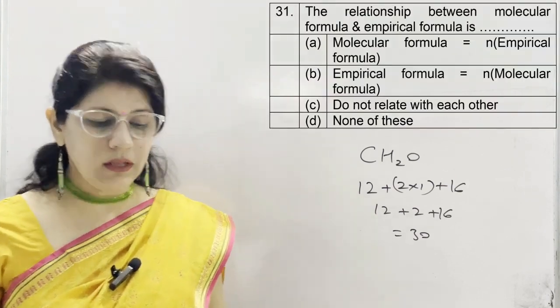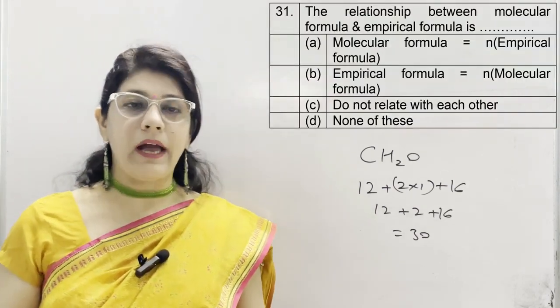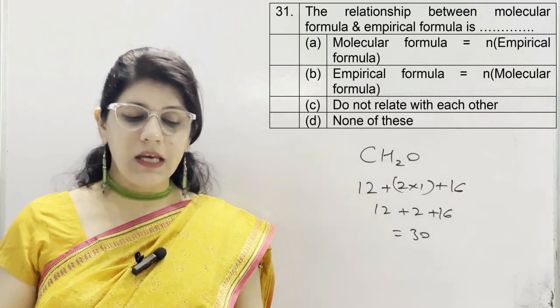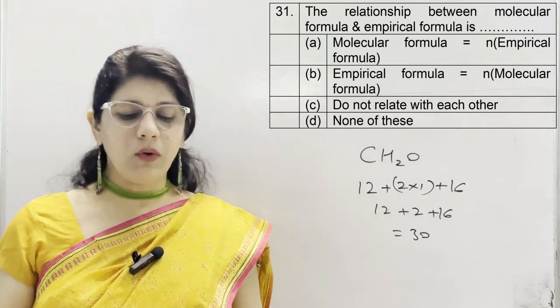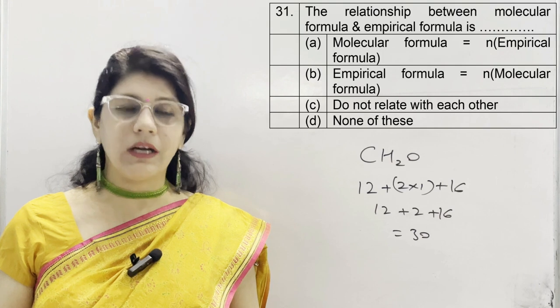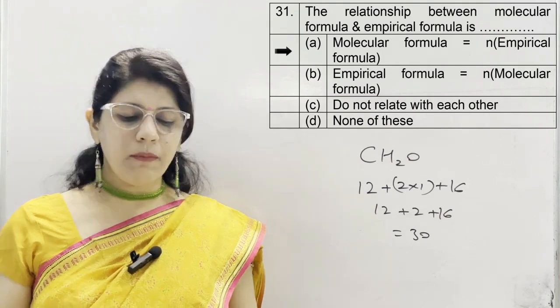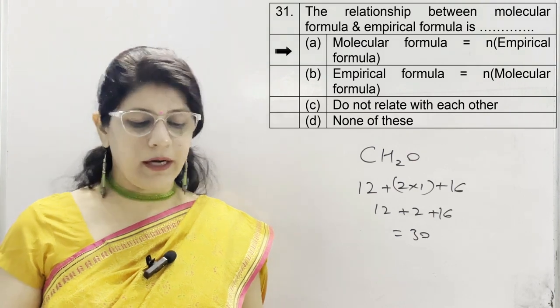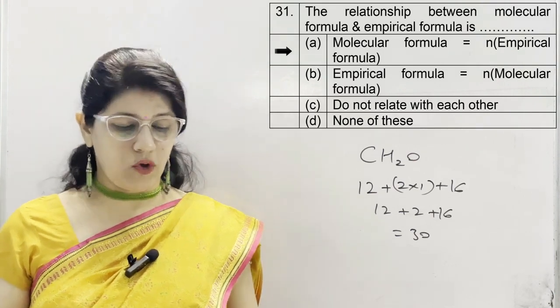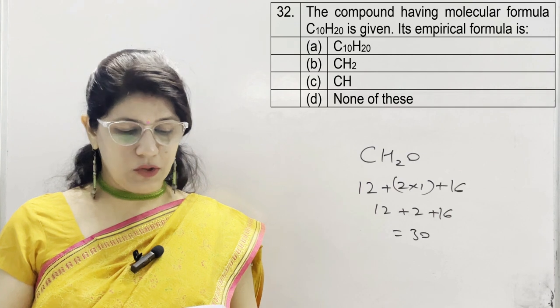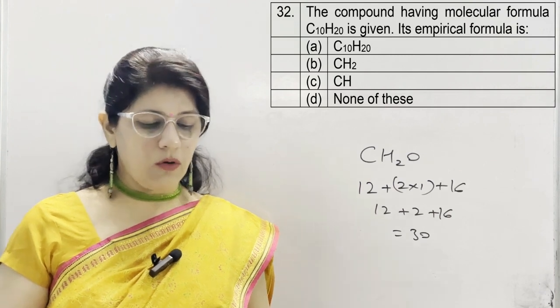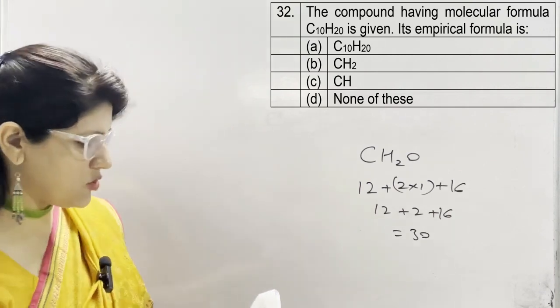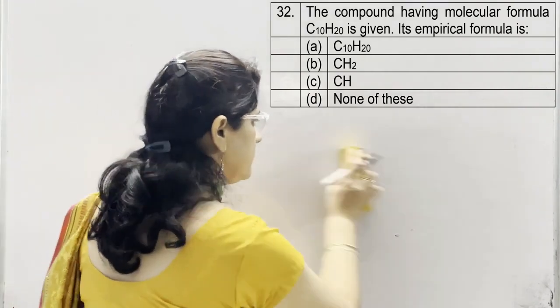Question number 31. The relation between molecular formula and empirical formula is: A is molecular formula is equal to N into empirical formula, which is the correct one. Other options are empirical formula is equal to N molecular formula, C do not relate, and D none of these, which are incorrect options.